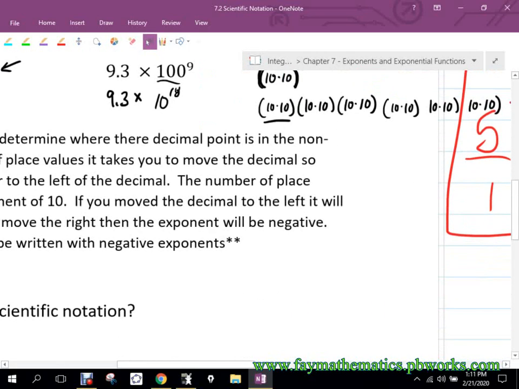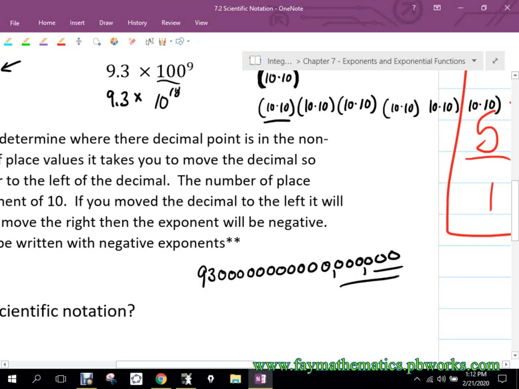So let's talk about what this number would be. So we're going to have 9.3 raised to the 18th. So I'll have 1, 2, 3, 4, 5, 6, 7, 8, 9, 10, 11, 12, 13, 14, 15, 16, 17. Okay? So there's my thousands, right? There's 1,000,000. There's 1,000,000,000. Is that okay with everybody? So then trillion, quadrillion, and we call that quintillion.